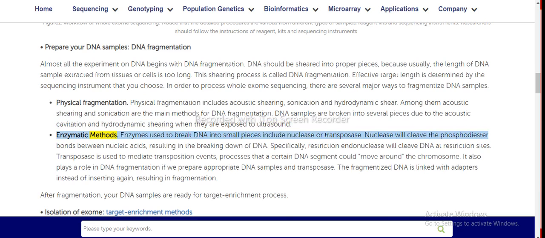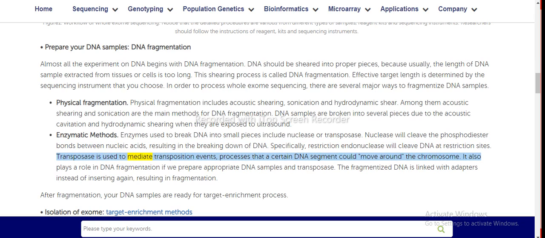Enzymatic methods. Enzymes used to break DNA into small pieces include nuclease or transposase. Nuclease will cleave the phosphodiester bonds between nucleic acids, resulting in the breaking down of DNA. Specifically, restriction endonuclease will cleave DNA at restriction sites.